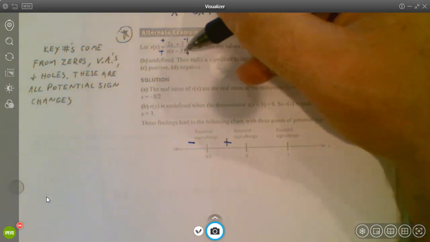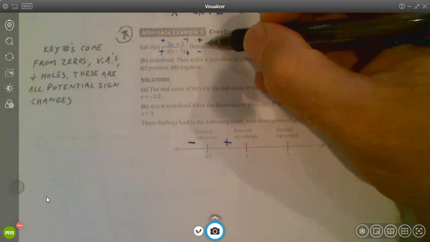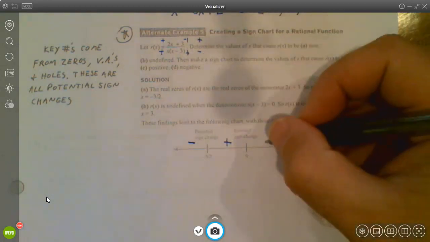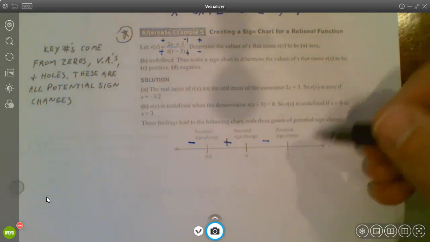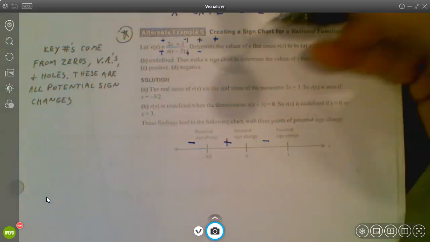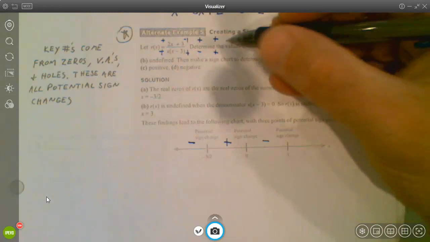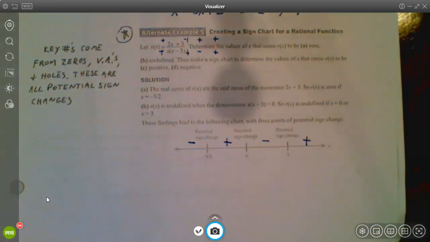Plug in a number like 1. So 2 plus 3 is a positive on top. 1 times 1 minus 3 would be a negative on bottom. So overall, a positive divided by a negative is negative. Let's test 4. So 8 plus 3 is positive 11. 4 times 4 minus 3 is a positive result. Positive over positive is positive. So those would be the main areas of the graph.